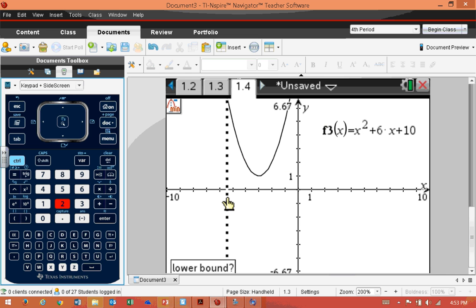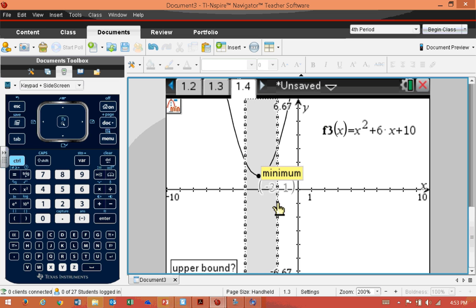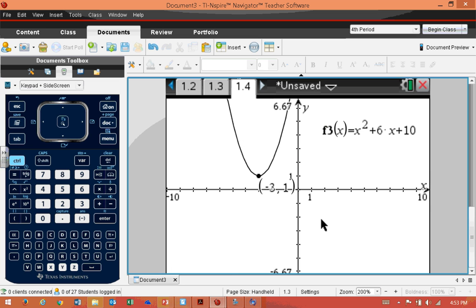So I have to tell the calculator where to look. The minimum value of this function is between here and here. So make sure you actually cover the minimum point on the curve. And as you can see, the answer is -3, 1. Okay, and that's pretty much all there is to it.